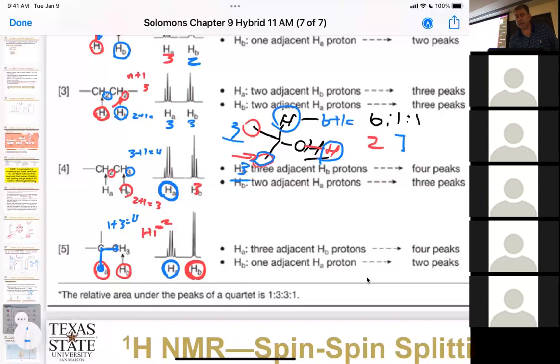So this one's going to be split 7 times. And let's look at this last OH here. Well, we don't split through an oxygen or a nitrogen, so we're going to get 1 peak here. So we're going to see a doublet, a heptet, and a single peak.